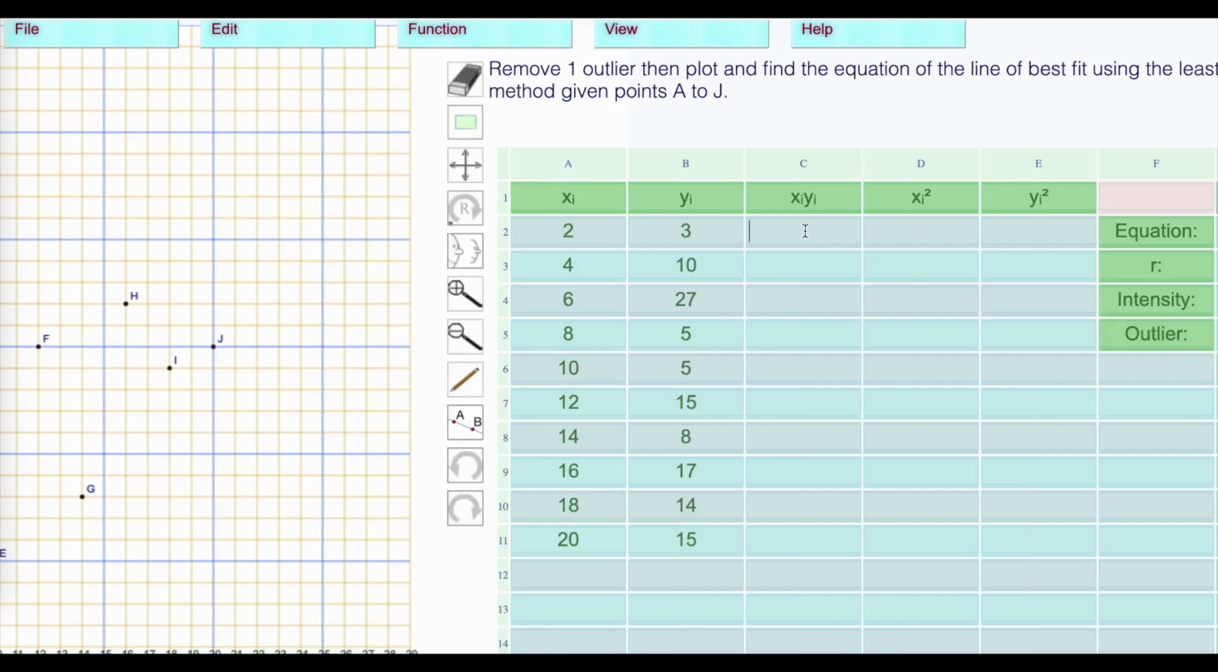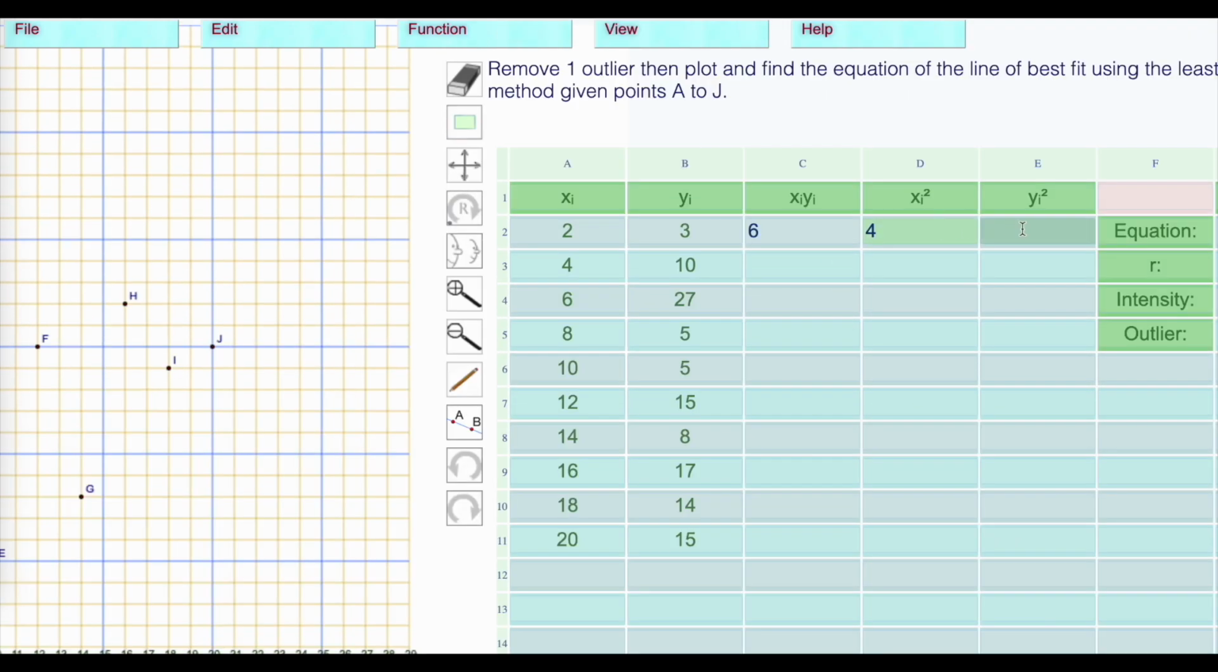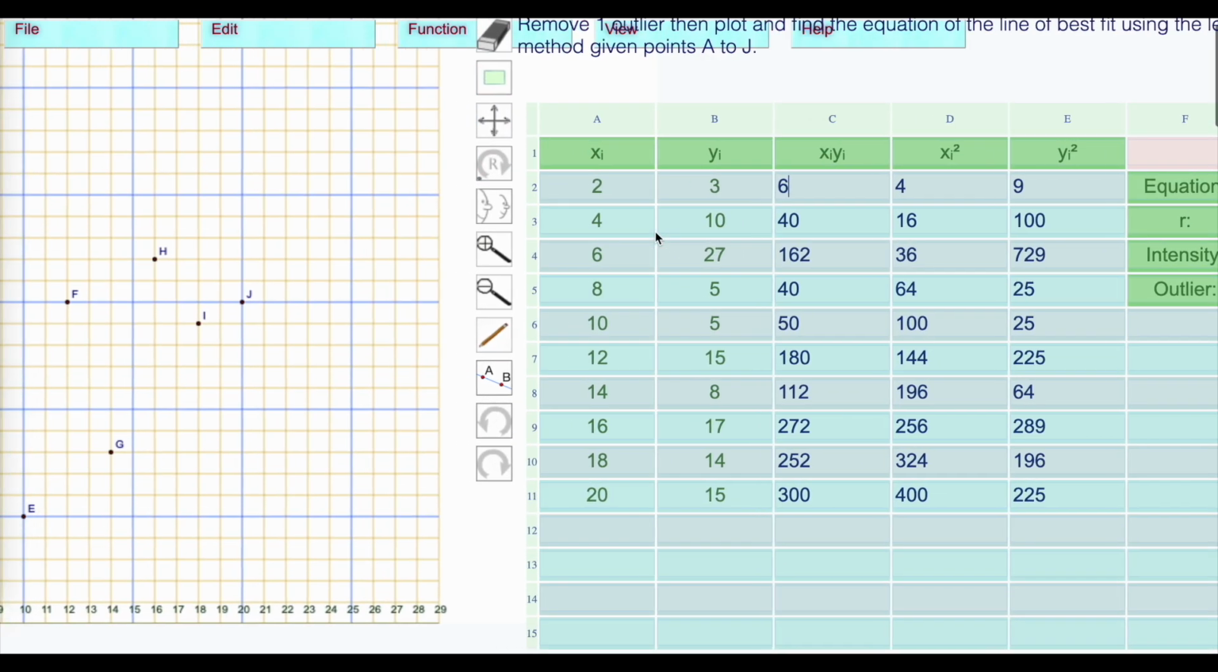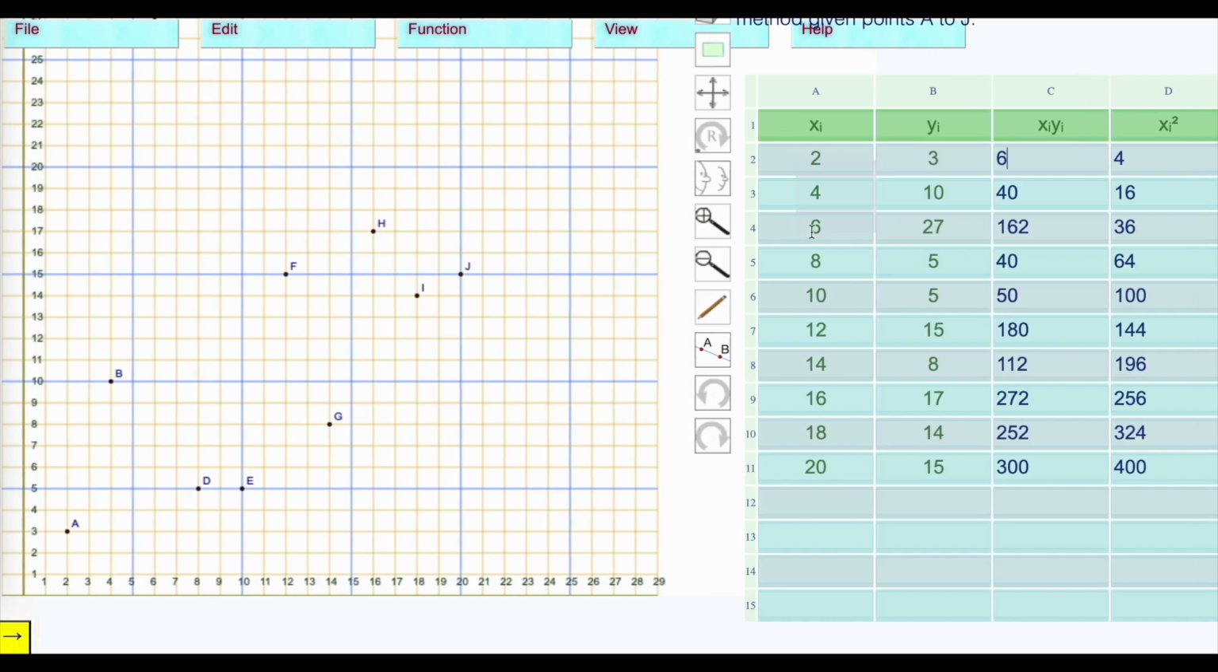I need to populate these rows. I need to do the X times the Y's, which is equal to 2 times the 3. And then I'm going to do the X squareds. Then I'm going to fill that across and then fill all these down. When it's 6, we're getting 36 for X squared. When it's 5, we're getting 25 for the Y squared. So that's all working.